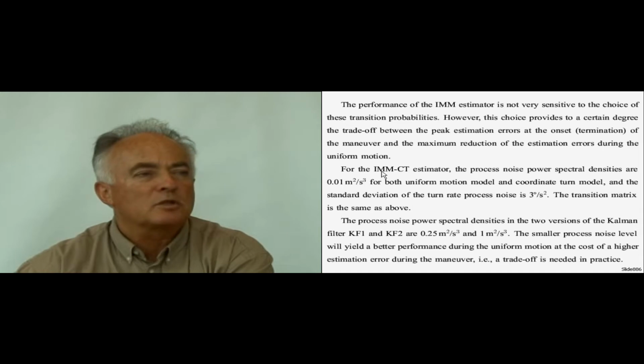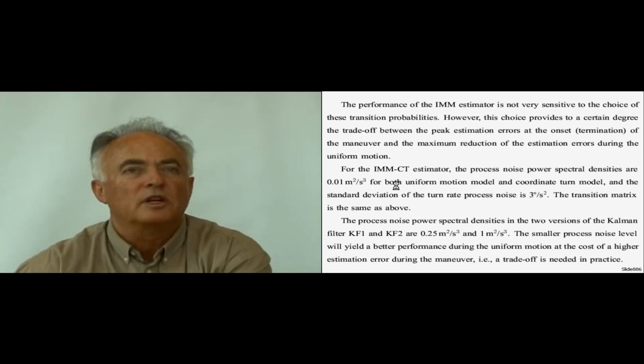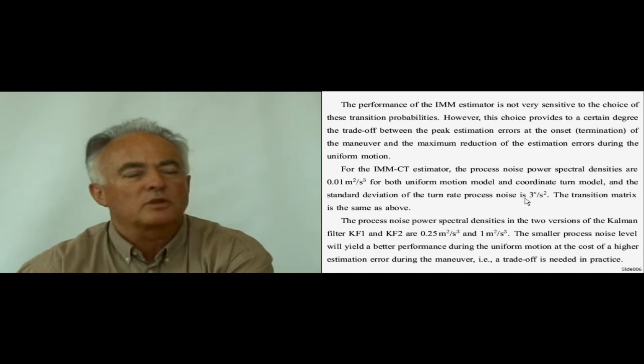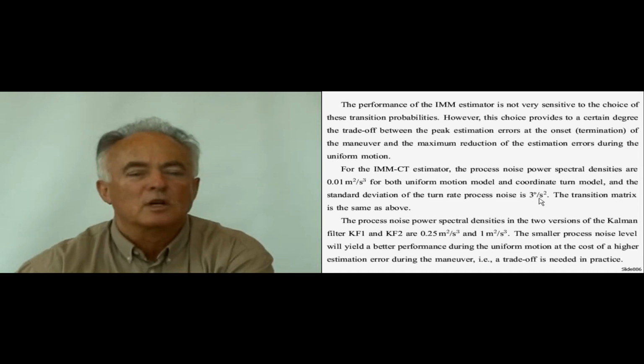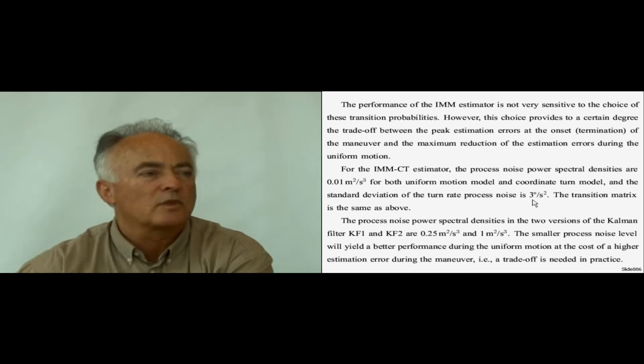The IMM-CT estimator used process noise power spectral densities 0.01 meters square per second cube. This is the linear additive noise which models the deviation from the coordinated turn, ideal coordinated turn motion. And there was a standard deviation of the turn rate process noise, 3 degrees per second square. So like in 1 second, it can assume a 3 degree per second turn rate. That's why we have this as an acceleration.